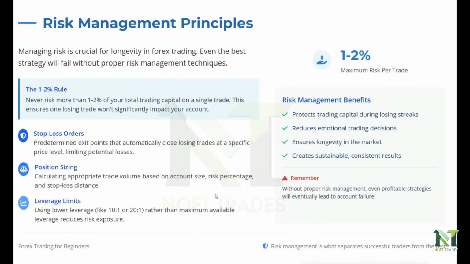So we have the risk management principles. Risk management is very crucial for longevity in the foreign exchange market. Even the best strategy will fail without a proper risk management technique. This is one of the things that you don't have to joke with, okay? You should never risk more than 1 or 2% of your total trading capital on a single trade. This ensures that one losing trade will not significantly impact your account. So you always need to use stop orders, right? Stop loss orders. Now, what are stop loss orders? They are predetermined exit points that automatically close losing trades at a specific price level, limiting potential losses.